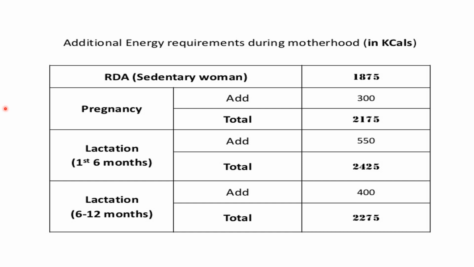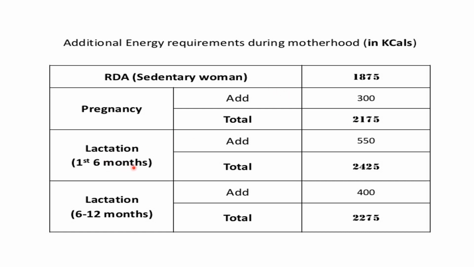So here we are going to see the recommended daily allowances for a woman who has a sedentary lifestyle. If she is non-pregnant, she needs around 1875 kilocalories in a day if she has a sedentary lifestyle. And the same lady, if she becomes pregnant, is supposed to take an additional 300. If you add these two together, it becomes 2175 kilocalories. So this is the energy requirement for a pregnant lady who has a sedentary lifestyle.